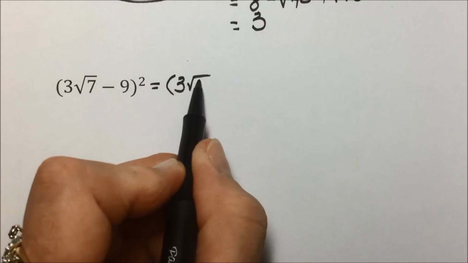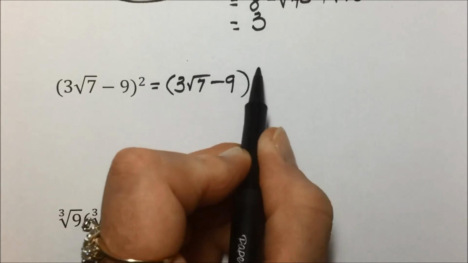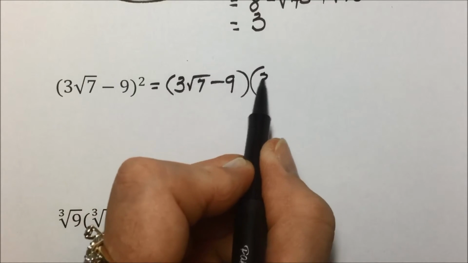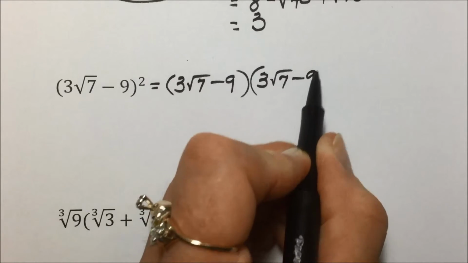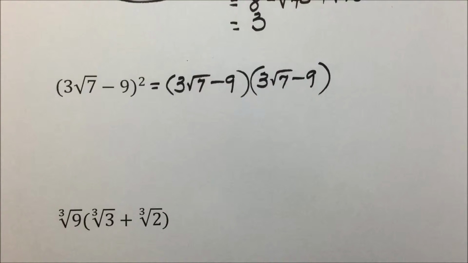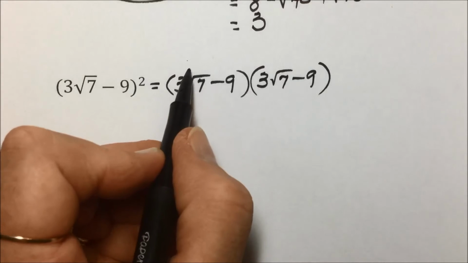First we'll rewrite this as an equivalence of 3 times the square root of 7 minus 9 times itself, and then use the FOIL method similar to what we did in the last problem.